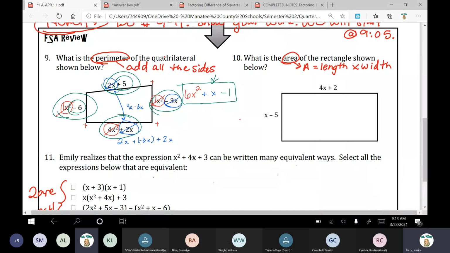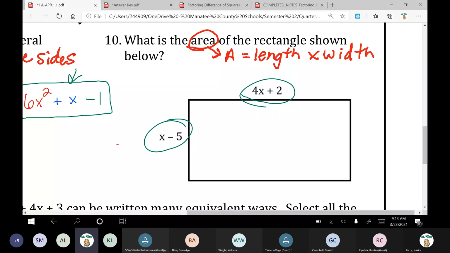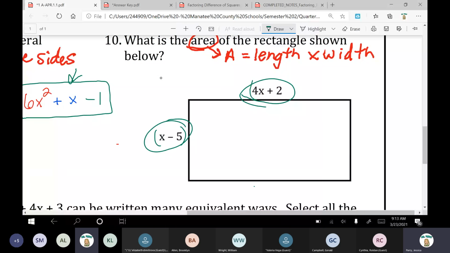Number 10 says, what is the area of the rectangle shown below? Area equals length times width. I gave you guys that formula. So you're just multiplying the two sides together. One side times the other side. So I'm going to put it, let's see, maybe I can squish it inside the actual rectangle. I'm going to zoom in so we can see better here. And it helps if you put them in parentheses. So I'm going to put them in parentheses.